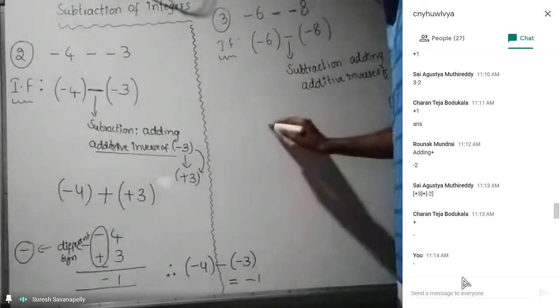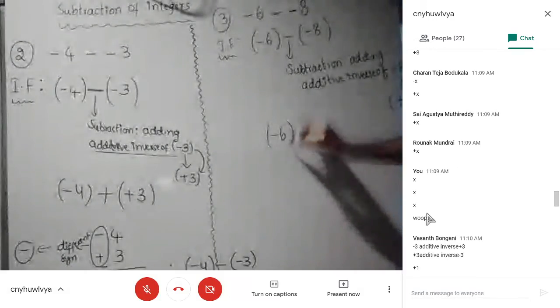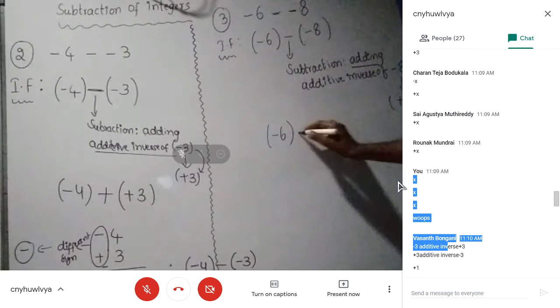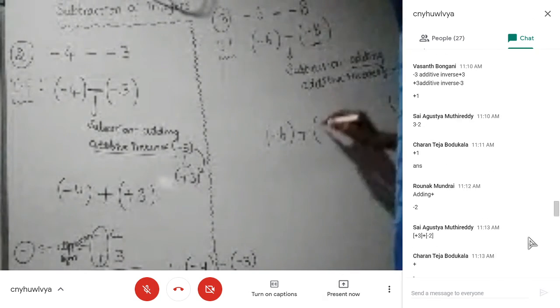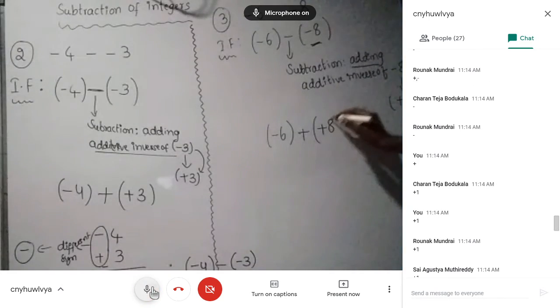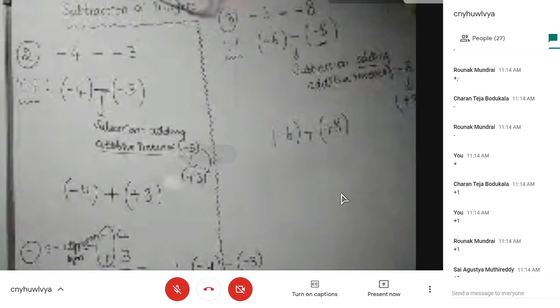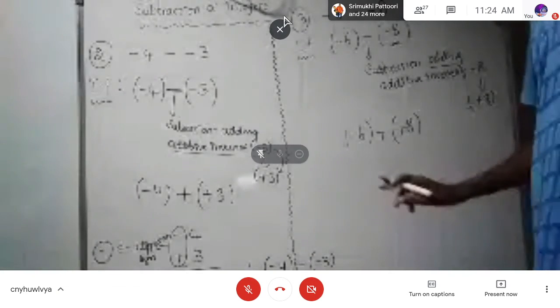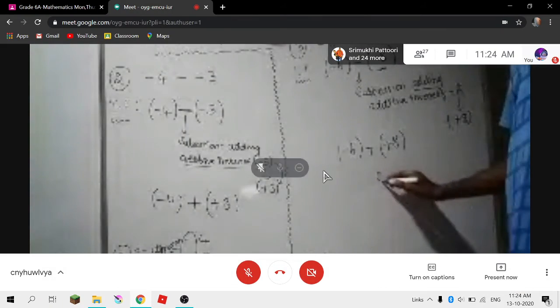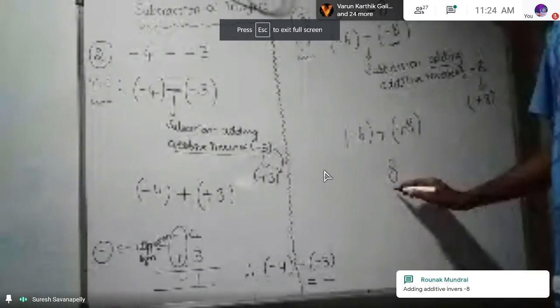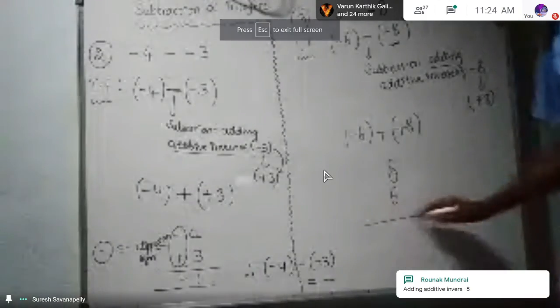Now minus 6, you write minus 6 only. Adding means plus the additive inverse of minus 8. Additive inverse of minus 8 is what? Plus 8. Okay. Now again positive came. So minus 6 and plus 8. Now the bigger number you write first. Bigger number is 8. Next number 6.